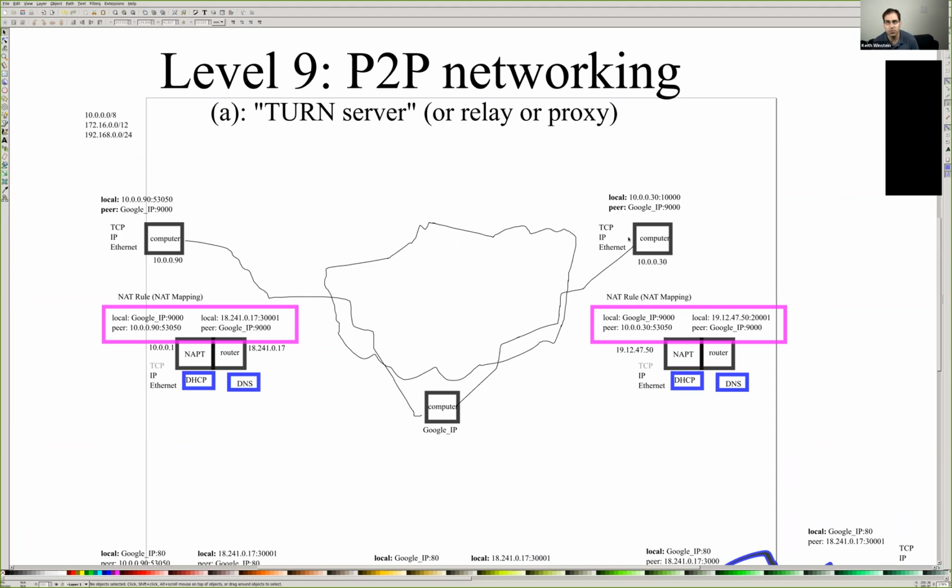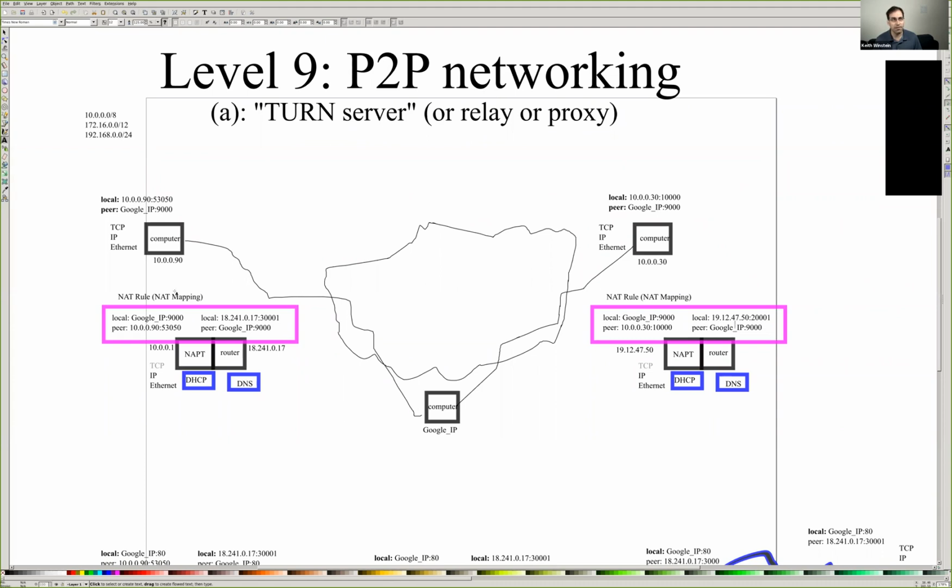Rachel says, why is it that local is Google and peer is 10.0.0.90? Let's see, where are you talking about, Rachel? Did I screw this up? Oh yeah, on the right-hand side. Okay, so the NAT is acting, well, it's just because of the way this diagram is written, but we should just be clear which side is the private side and which is the public side. On the private side of the NAT, it's pretending to be Google port 9000, and the peer is this computer. And on the public side of the NAT, it's using its real address, and the peer is Google.